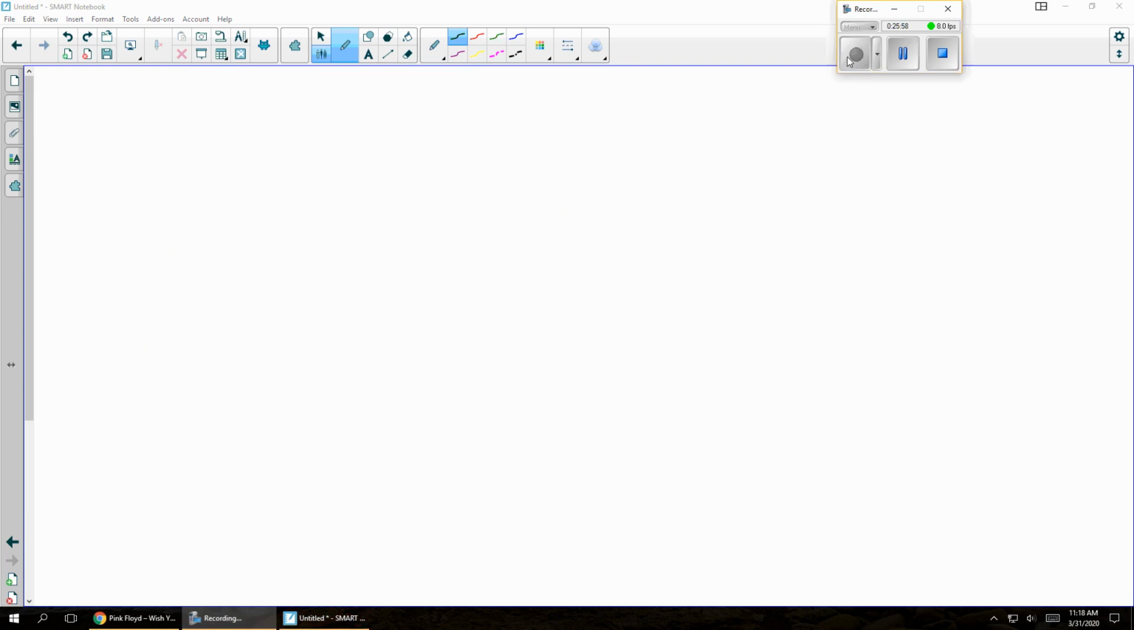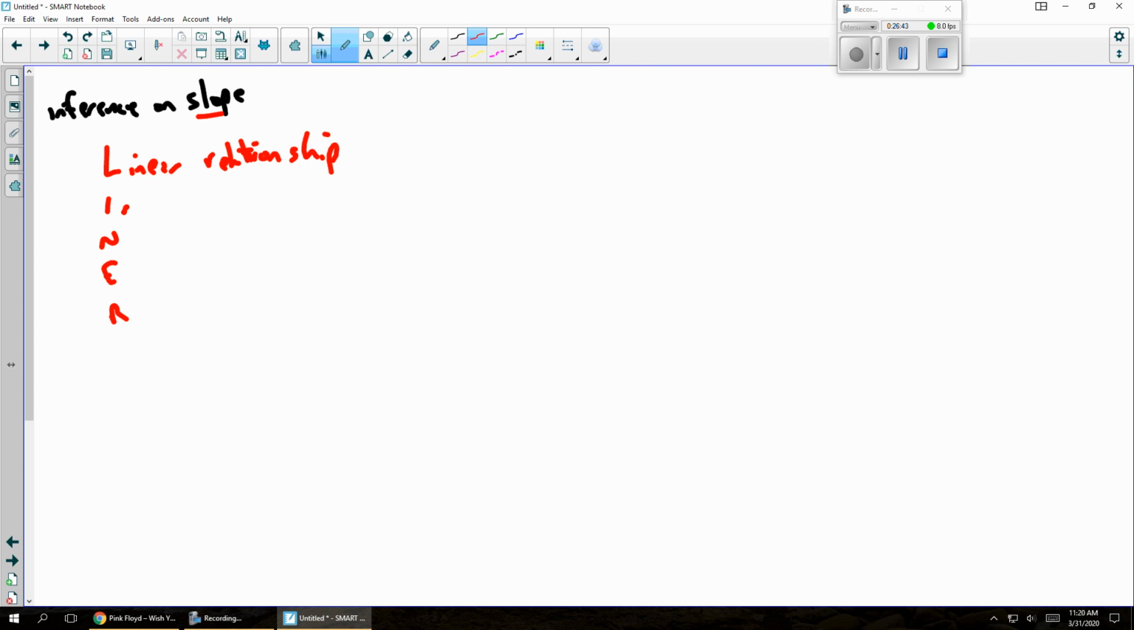And finally, the last procedure for the year is inference on slope. So now we're going to do it like a linear regression problem. And we've got a couple of conditions that we need to have with this. Our book uses this acronym for the conditions here. And what I need is a true linear relationship. If I'm going to talk about the slope, I need to have a linear relationship. I need to have independent observations.